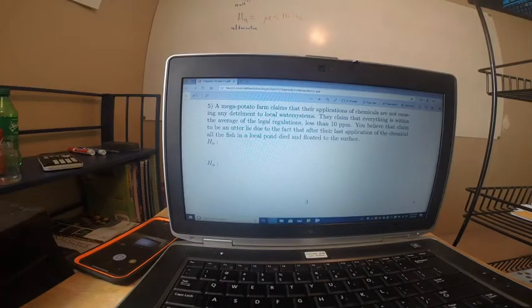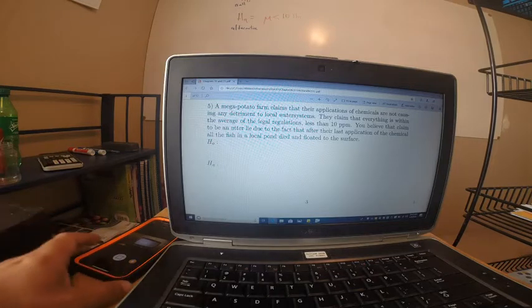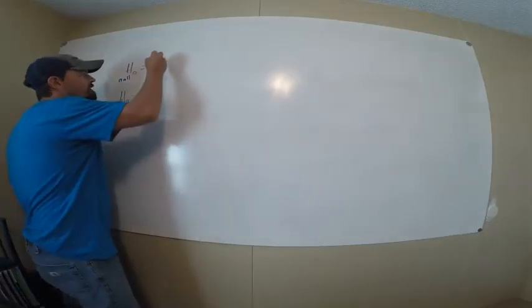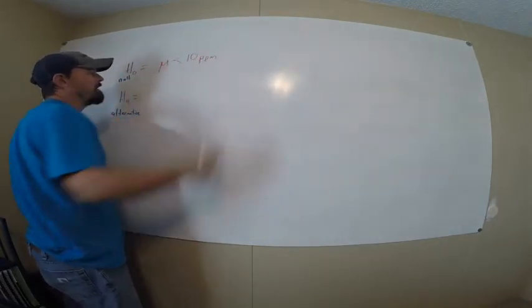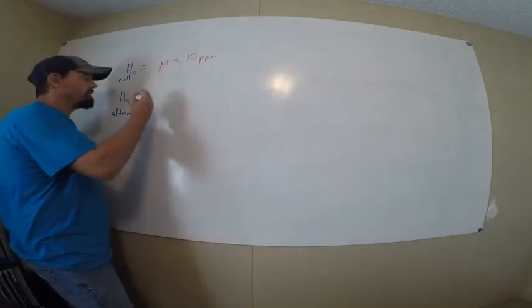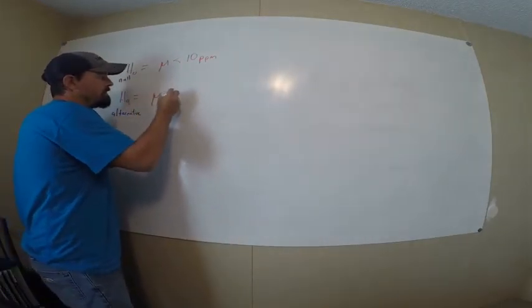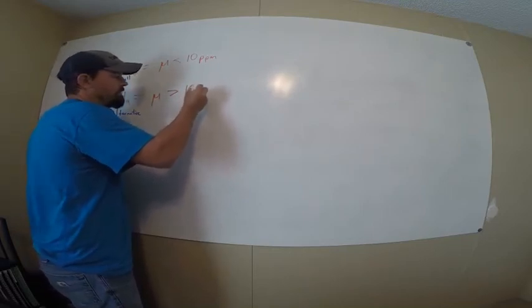Alright, number 5. A mega potato farm claims that their application of chemicals are not causing any detriment to local water systems. They claim that everything is within the average of legal regulations, less than 10 parts per million. You believe the claim to be an utter lie due to the fact that after their last application of the chemical, all the fish in the local pond died and floated to the surface. So, what we need to do here is put this one on the board. Their claim is that their average, mu, is less than 10 parts per million. However, because they keep killing fish in local water systems, we believe that their average is probably greater than 10 parts per million.